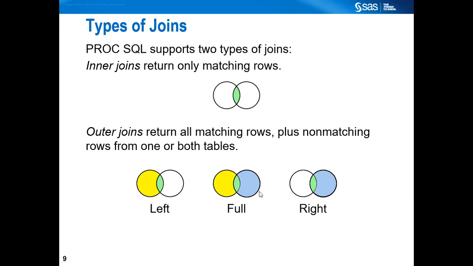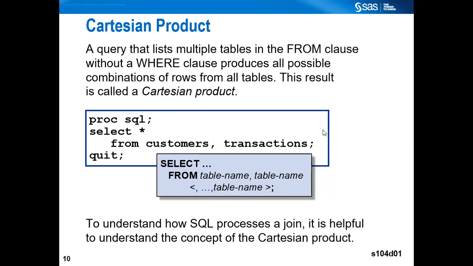And when you are selecting both matches and non-matches from all the combinations, all the rows from both the tables, that is called a full join. Is this diagram clear? All right. Okay, so let's see how SQL works.